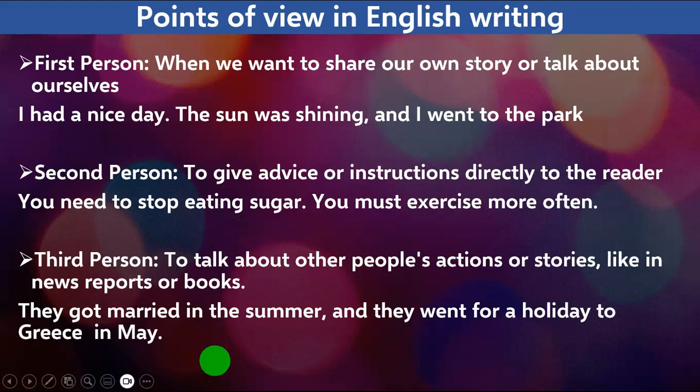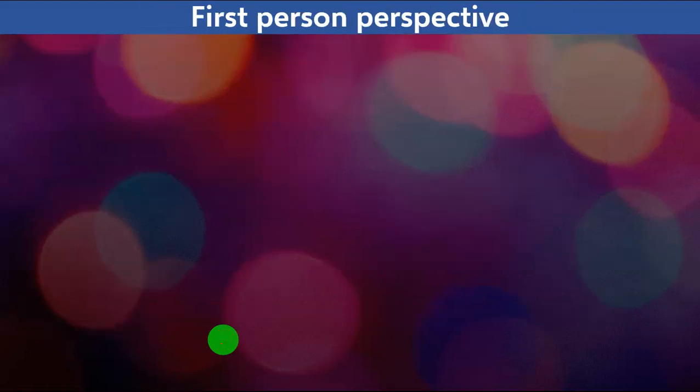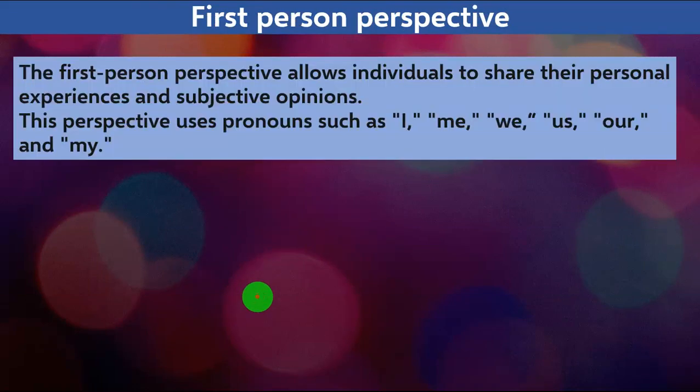Third person. They got married in the summer and they went for a holiday to Greece in May. Now the mention is about somebody else. Okay, the person is talking about somebody else, to talk about other people's actions or stories like in news reports or books. Okay, so he's talking about somebody else who is not there at the moment, right? So those are examples of the first person, second person and third person. Now let us go into detail into first person, second person and third person.